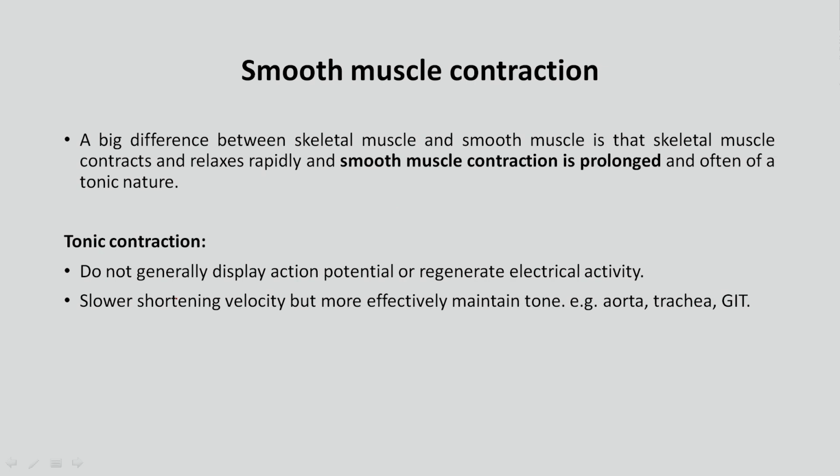If we talk about smooth muscle contraction, it is called a tonic contraction. Why is it called tonic contraction? This is a very slow process; slow contraction is there for the smooth muscle. Tonic contraction means it does not generally display any kind of action potential or electrical activity, and there will be a slower shortening velocity, but it is more effective at maintaining the tone. The smooth muscle contraction is slow, but it is effective for a longer period of time.